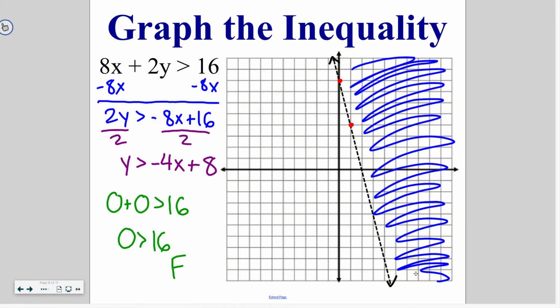So you get an equation of y is greater than negative 4x plus 8, starting at 8, going down 4 and right 1, and graphing with a dashed line because there is no equal to part. Plugging zeros in for the original, we've got 0 plus 0 is greater than 16. That is a false statement, so you are shading on the right side of that line.